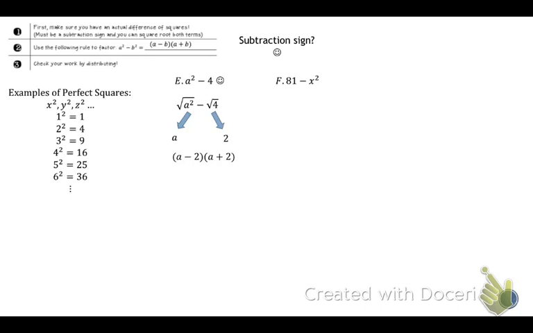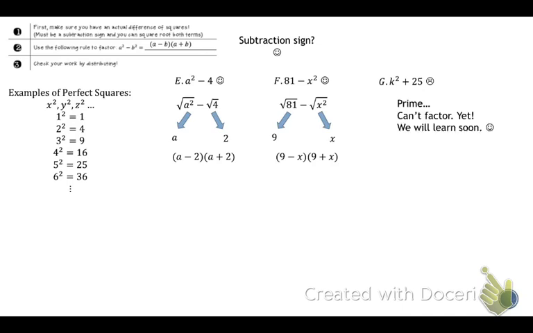Let's do another one. 81 minus x squared. Is there a subtraction sign? Yes. Are they both perfect squares? Yes. Square root both of those. Square root of 81 is 9. Square root of x squared is x. So that's going to be 9 minus x, 9 plus x. Sweet. Let's do another. k squared plus 25. Subtraction sign? No. So this is prime.